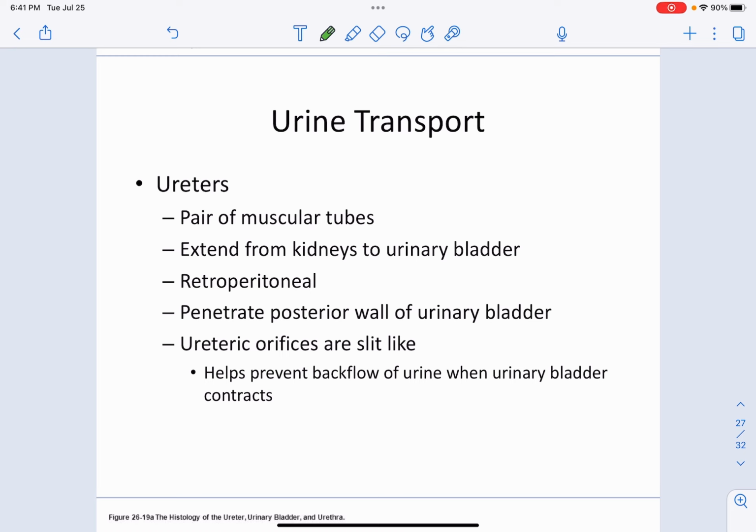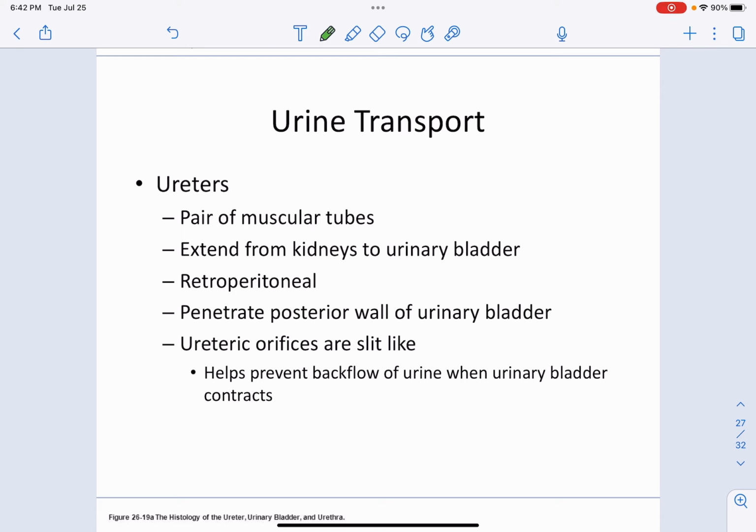So the ureters are a pair of muscular tubes, if you remember from the very first slide, that travel from the kidneys all the way down to the bladder. They sit retroperitoneal. They are going to penetrate the posterior wall of the urinary bladder. You will be able to take a look at where the ureters penetrate the bladder with this really great model that we have in the lab.